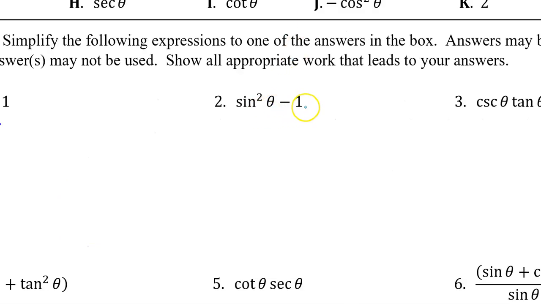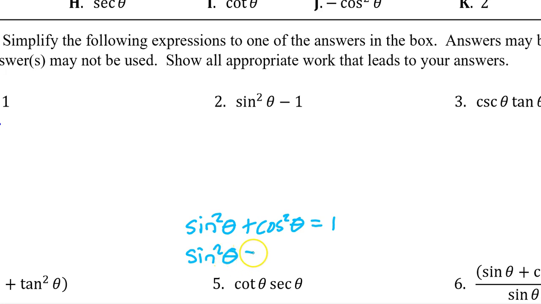Number 2, sine squared theta minus 1. This reminds me of the main Pythagorean identity that goes sine squared theta plus cosine squared theta is equal to 1. Since the given expression has sine squared theta in it, let's isolate sine squared theta here and get an expression that we can substitute in and see what happens. Subtracting cosine squared theta from both sides gives us sine squared theta is equal to 1 minus cosine squared theta.